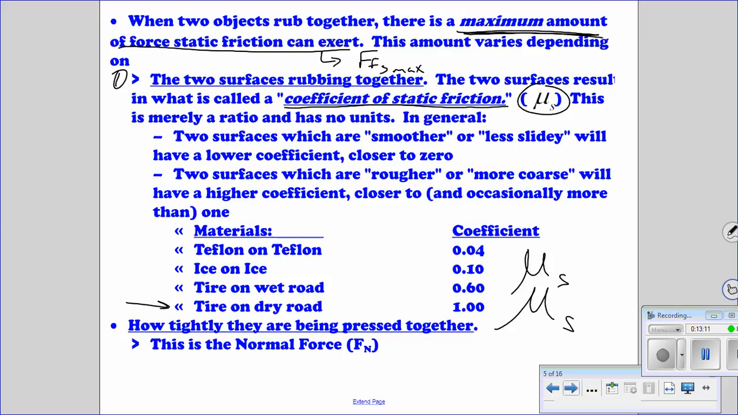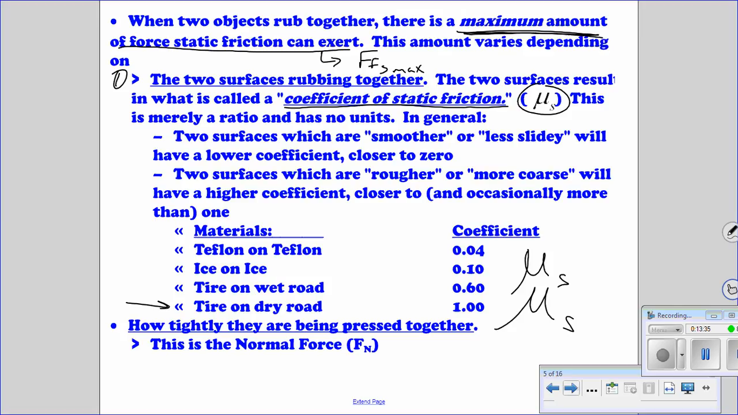Okay? So like if you've got a heavy object sitting on a surface and you try to push it, the reason it's hard to push isn't necessarily because it's heavy. The reason it's hard to push is the fact that it's heavy means there's a large normal force and therefore a lot of friction. Okay? So, those are the two things.